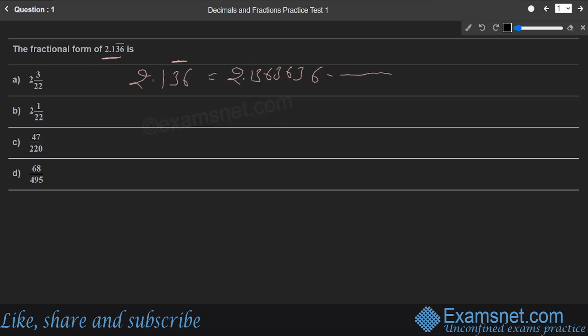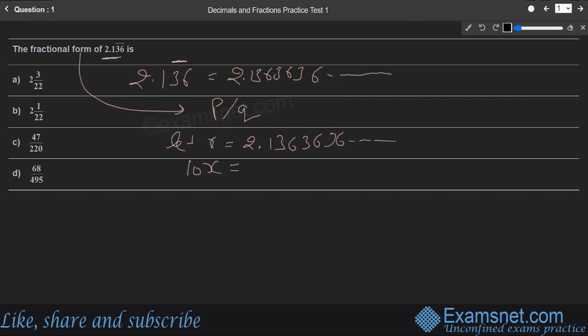Now we are supposed to convert this into a fractional form. Fractional form is nothing but P by Q form, and then check the option. This is what we are supposed to do. So let us assume first x is equal to 2.136, 36, and so on. Now to shift the decimal till the 3636 starts, I need to multiply the number by 10.